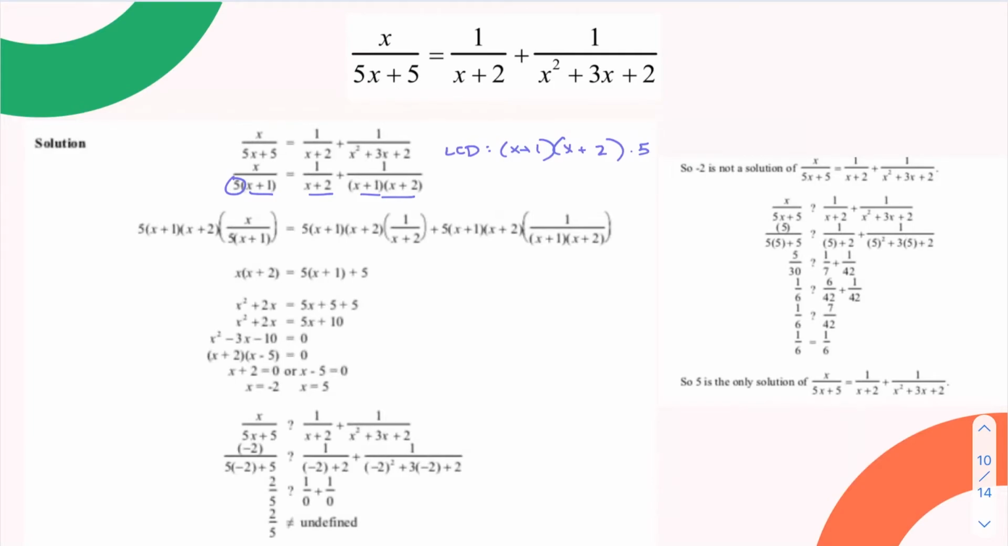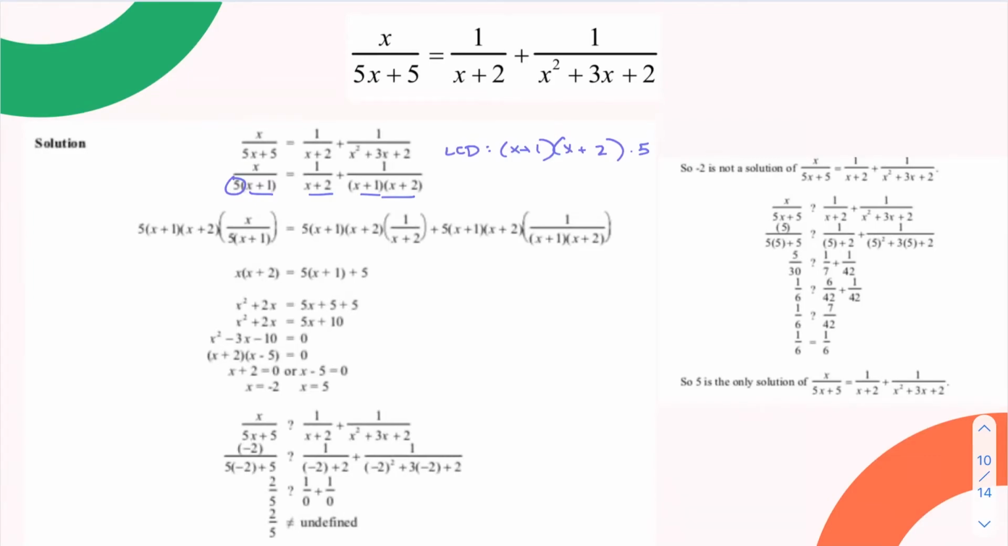Then you just take every single term, all 3 terms, and multiply the numerator by the LCD. You have to do it to every term because this is an equation we're trying to keep balanced. So then you look at each term individually and cancel what can cancel.